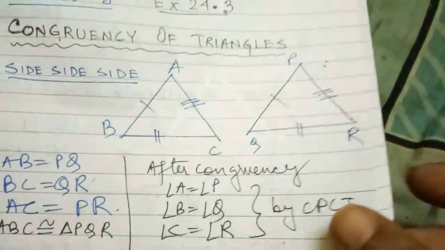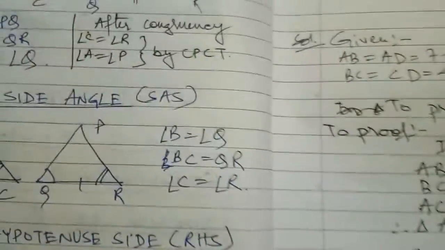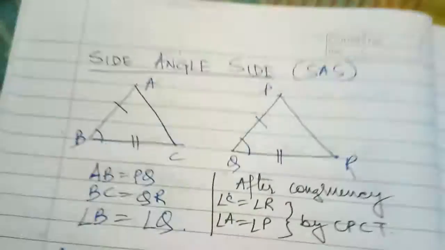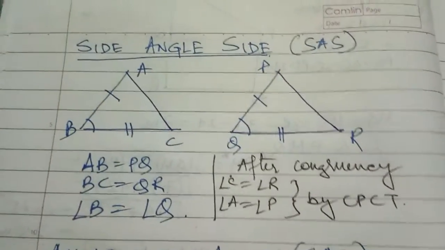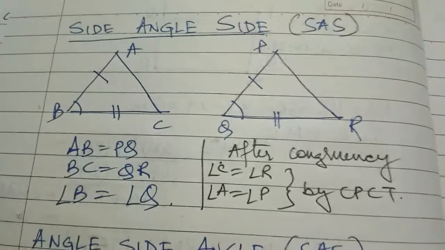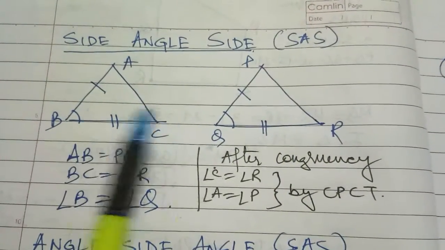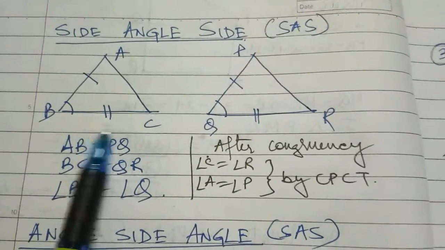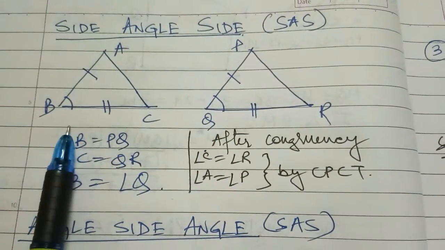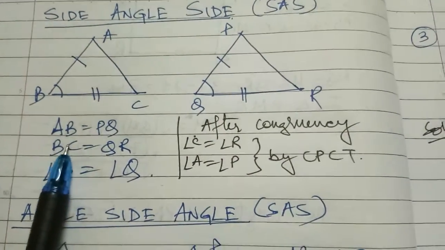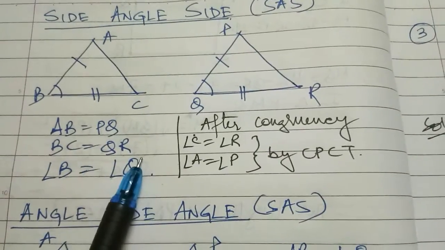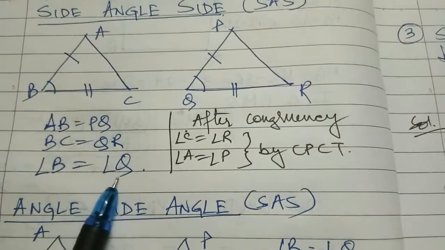Okay. Next we come to another rule, that is the side angle side rule. What does side angle side mean? The SAS rule. See, both the triangles I have drawn over here. Here see, the side symbol and the side symbol are the same. This side and this side are equal, and this angle and this angle are equal. Then written over here, see, AB equals PQ, BC equals QR, and angle B equals angle Q.